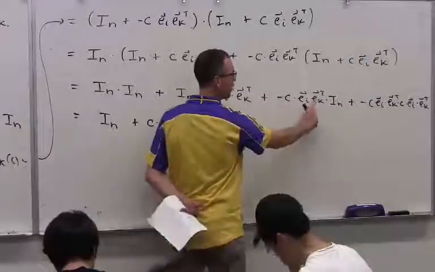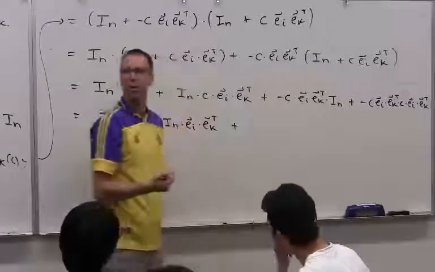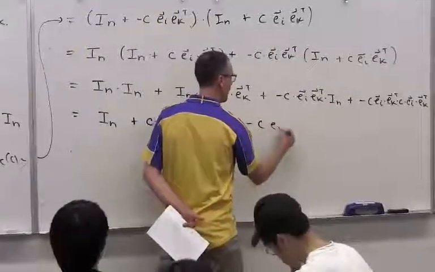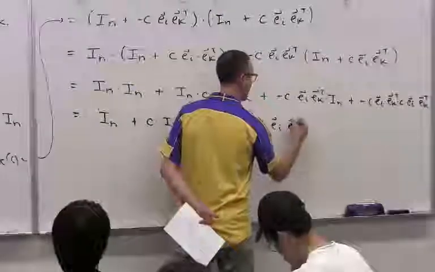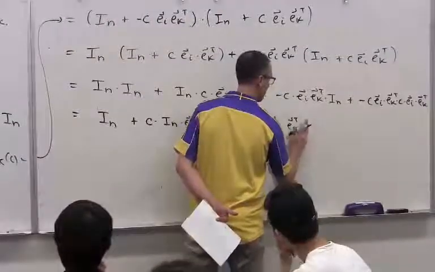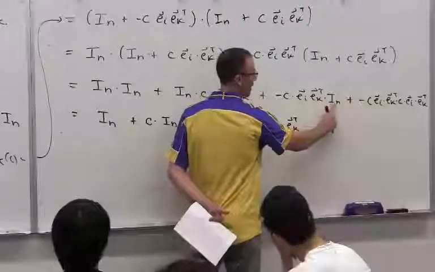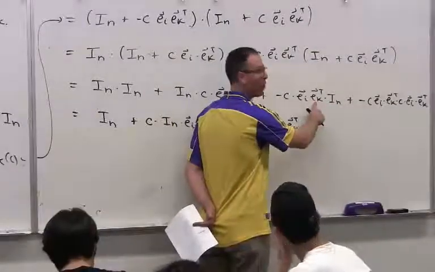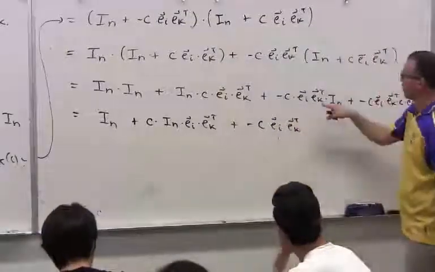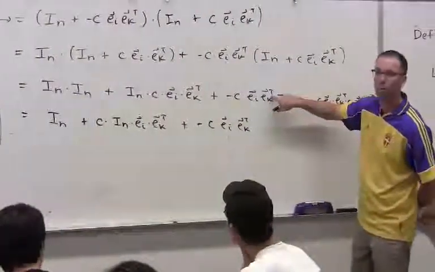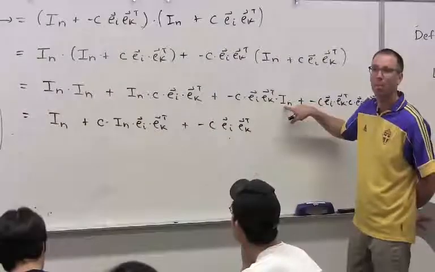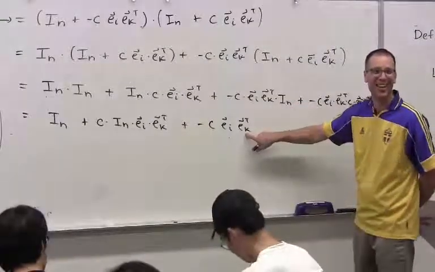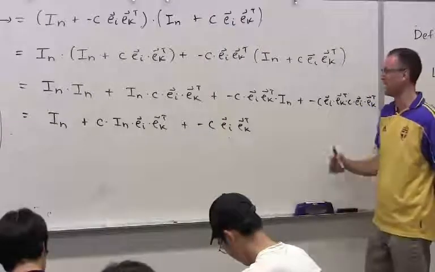What about this? What is EK transpose times IN? It's EK transpose. So that thing doesn't change, right? So now I've got minus C, EI, EK transpose. One way to think about that is identity doesn't change the vector that it multiplies by. The other way to think about that, if you want to do it from the other side, EK transpose pulls off the kth row of the identity, but the kth row of the identity is EK transpose, right? That's another way to think about that. Either way, it doesn't matter.